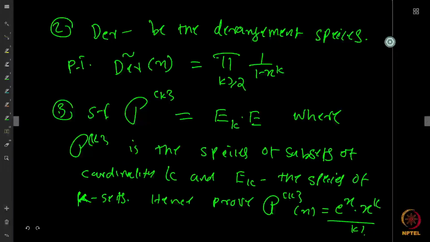And then there are a couple of more questions. The second homework is to do the following. Suppose by Der we denote the derangement species. We discussed this earlier. Then show that the isomorphism type is counted by the series product over k greater than or equal to 1 of 1 over 1 minus x raised to k. So that is Der tilde of x is equal to the product over k greater than or equal to 1 of 1 over 1 minus x to the k.